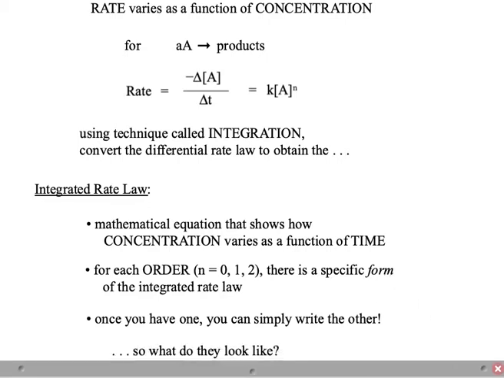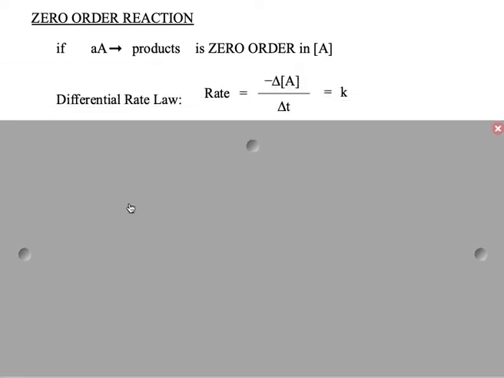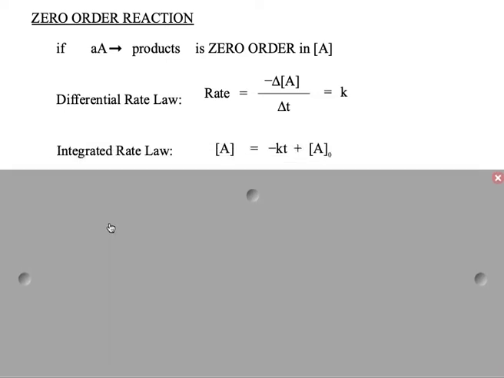So the question is, what do they look like? Well, let's look and see. So, for a zero-order reaction, if A forming products is zero order in A, the differential rate law looks like that. And when we integrate that, we obtain the integrated rate law, which is as follows. The concentration of A equals negative rate constant times time plus the initial concentration of A.